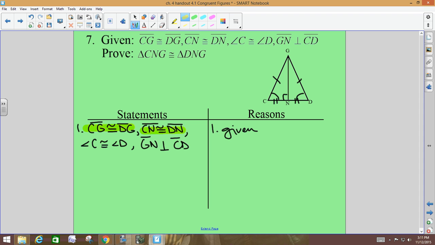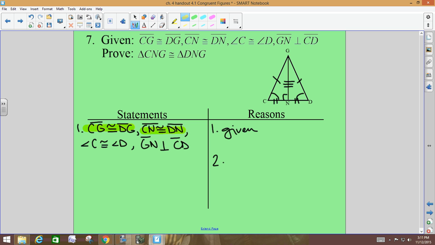So would it be congruent to itself then? Wouldn't it? It's the same segment. So we can say that GN is congruent to GN. And mark it. Mark that in your picture after you write it down. Got to come up with a reason for this.